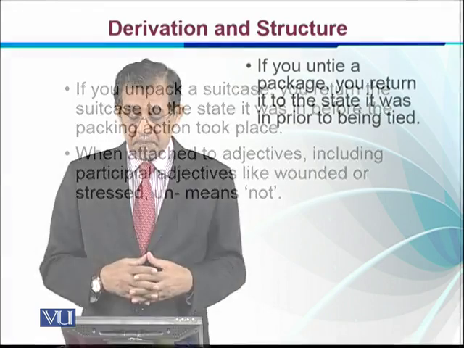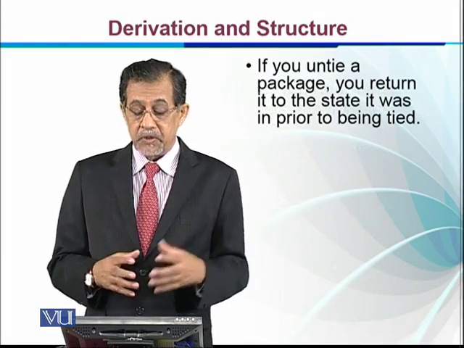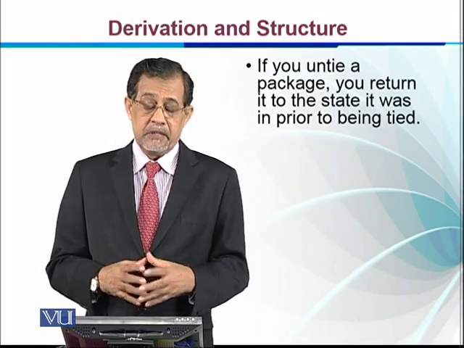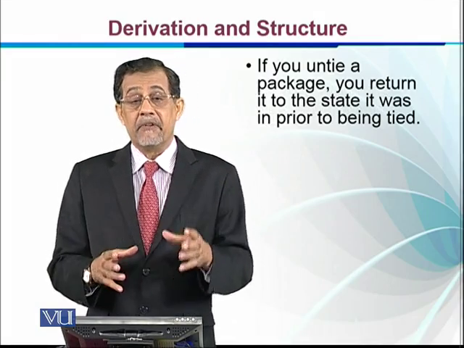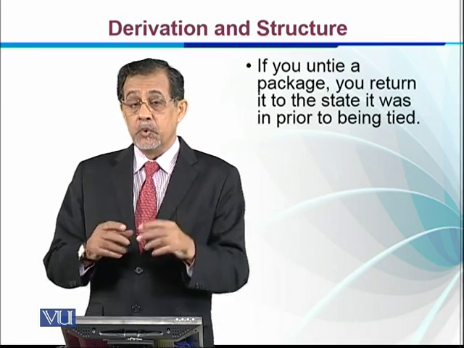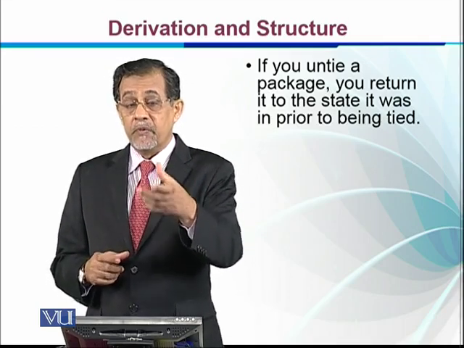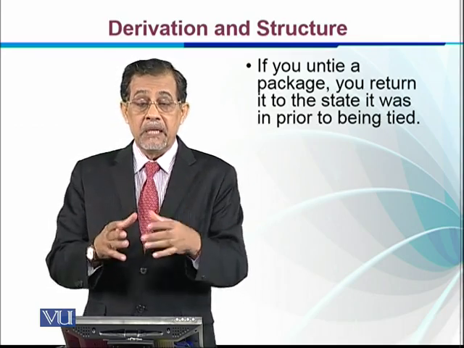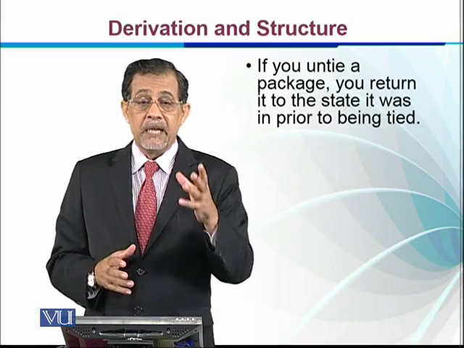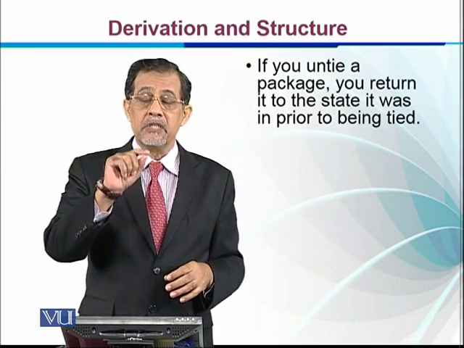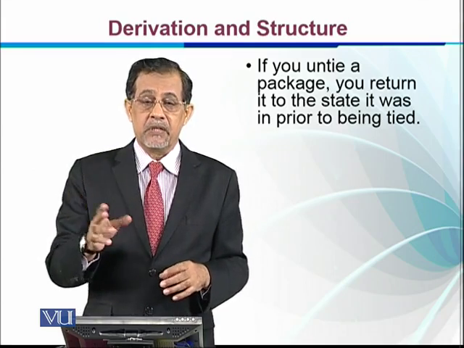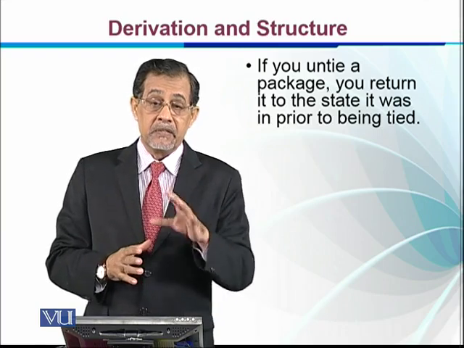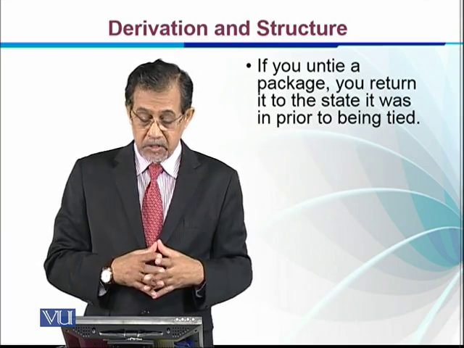If you untie a package, you return it to the state it was in prior to being tied. So this is possible with these, but not with every word. We have to see that un used as a prefix with verbs and with adjectives has two meanings. One meaning is undo the action of the verb, and the second meaning is simply not plus the action or adjective. That means that certain things do not exist anymore.